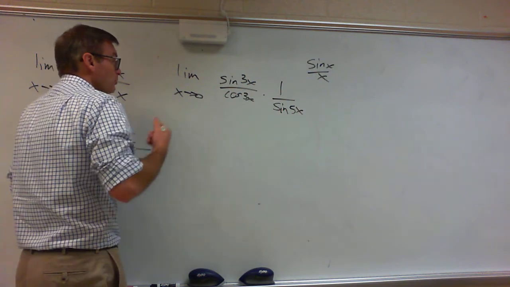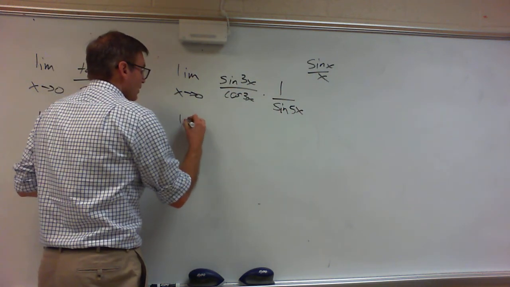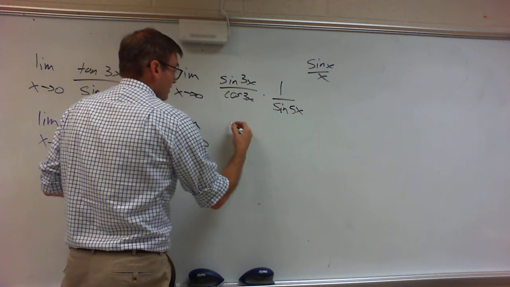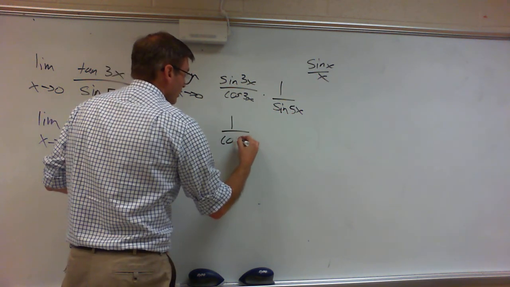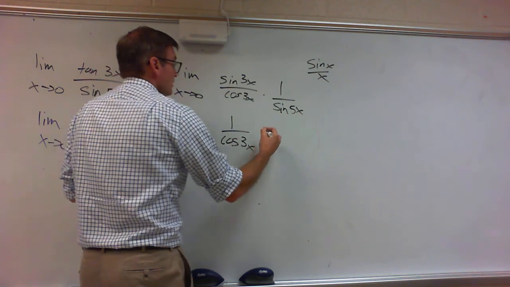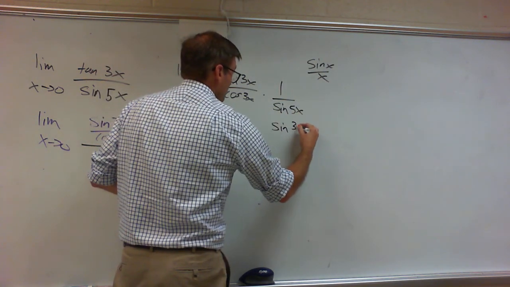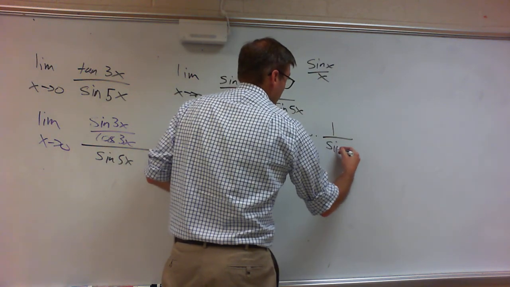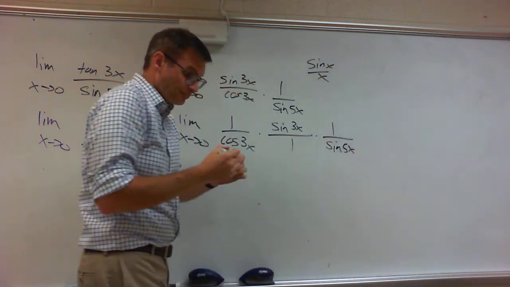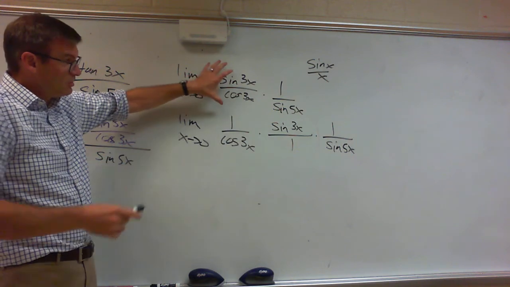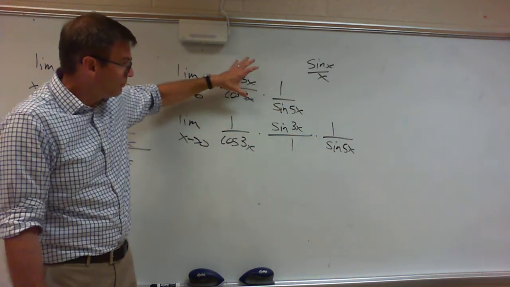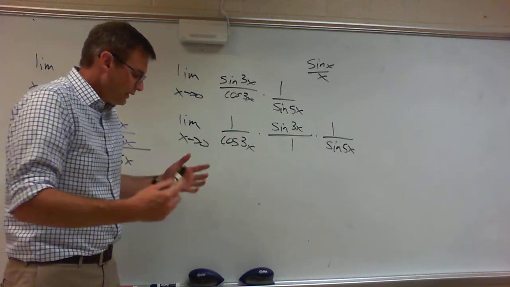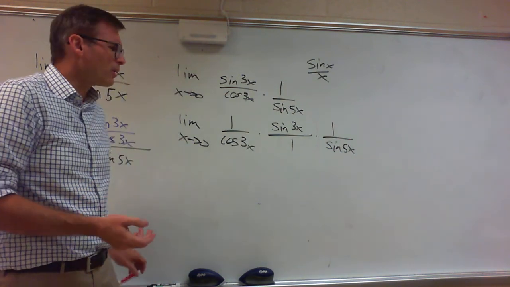So when I break it up into 3 fractions, this is going to be the limit as x goes to 0. I'm going to write that as 1 over cosine of 3x times sine of 3x over 1 times 1 over sine of 5x. Okay, all of my trig functions, I just made everybody get their own fraction. Now, what do we do from here?